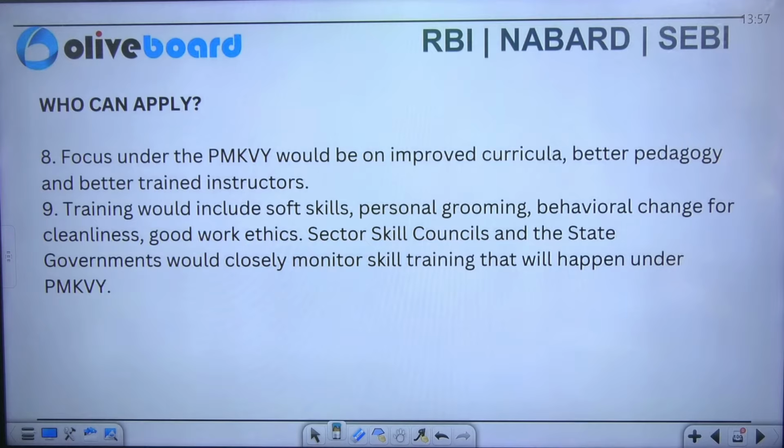Training would include soft skills, personal grooming, behavioral change for cleanliness, and good work ethics. The sector skill council in the state government would closely monitor the training that happens under this Kaushal Vikas Yojana. So this is all about the applicability, and we read about the monitoring part as well.